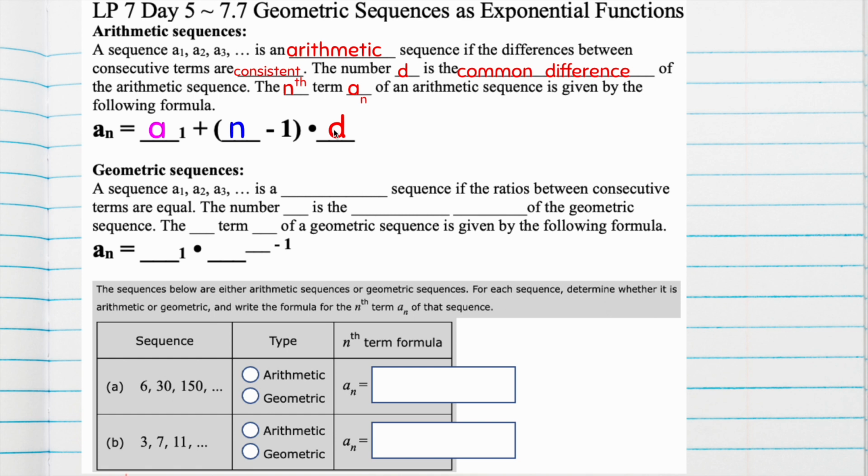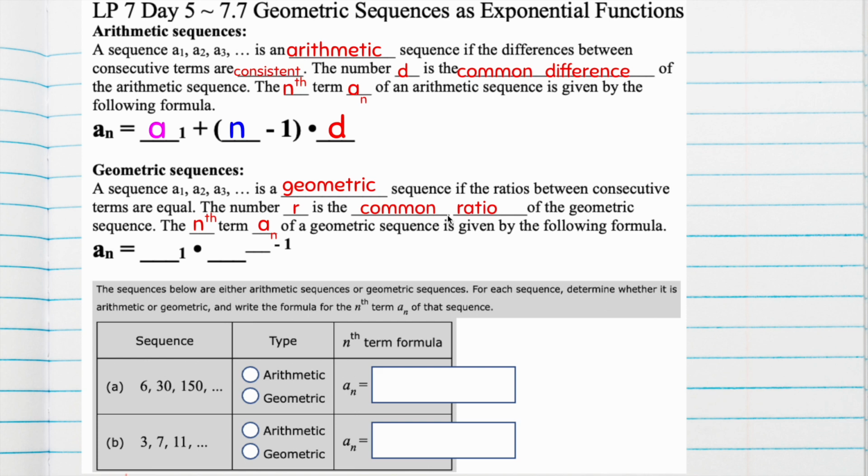So if you're adding 5 each time, then you'd multiply by 5. If you're subtracting 10 each time, you'd multiply by negative 10 because you're subtracting on that one. Okay, so this is the arithmetic sequence formula. For a geometric sequence, you have the same idea here, A1, A2, A3. It's a geometric sequence if the ratios between the terms are equal. So now the number R is the common ratio.